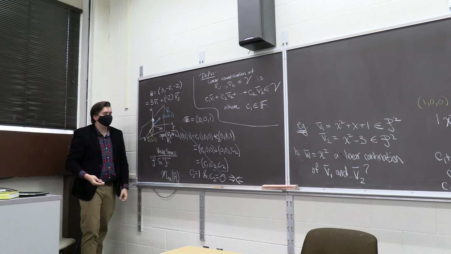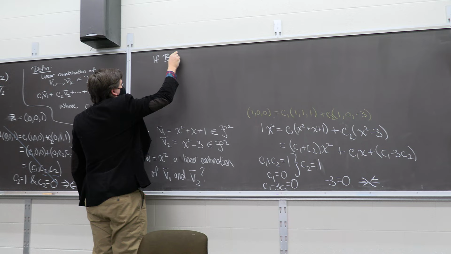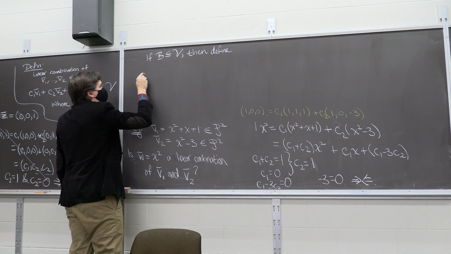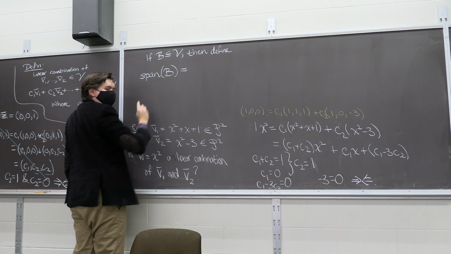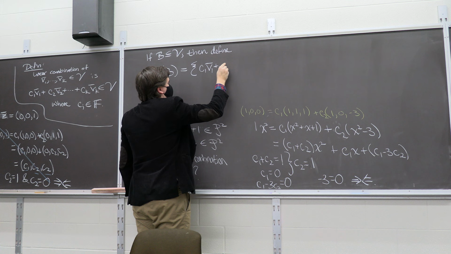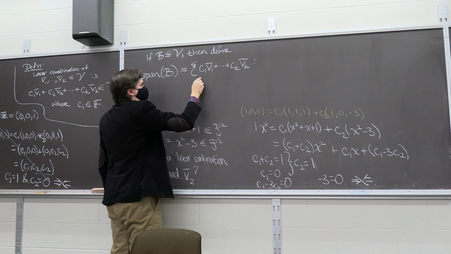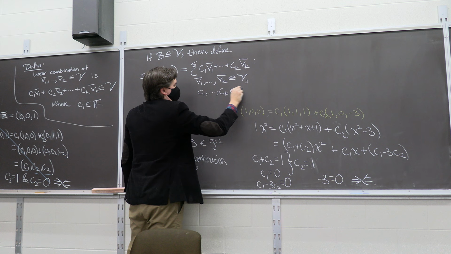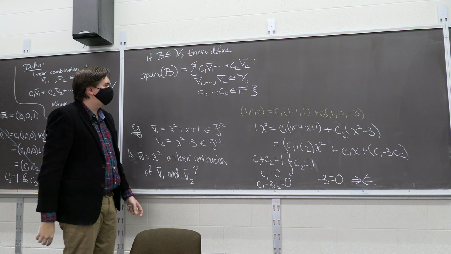Let's do the exact same thing. So if B is some subset of your vector space, then we're going to define the span of B to be just the collection of all linear combinations of vectors in B. So the collection of all c1 V1 up through ck Vk, where your V1 through your Vk live inside of your vector space, and your c1 through your ck live in whatever your ground field is. Typically for us, it's just the real numbers, sometimes maybe the complex, but whatever that field might be.